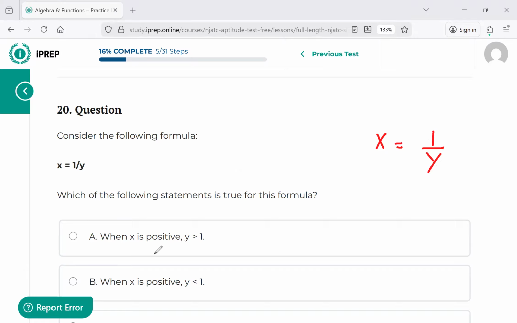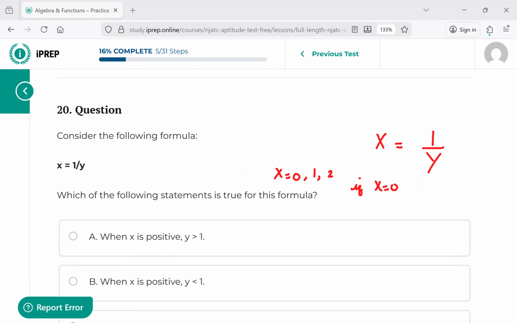When x is positive, y is 1. So you can use any x value you like. Any positive, so that includes 0. Or you can use 1. You can use 2. Let's try 0. So if x is 0, because that's technically positive, the y must be greater.